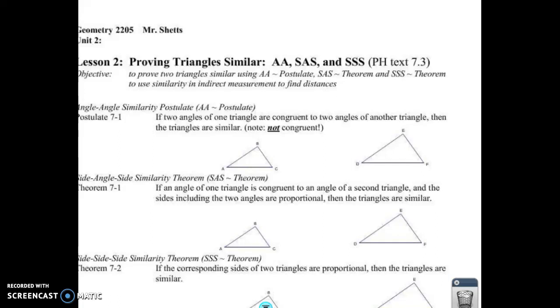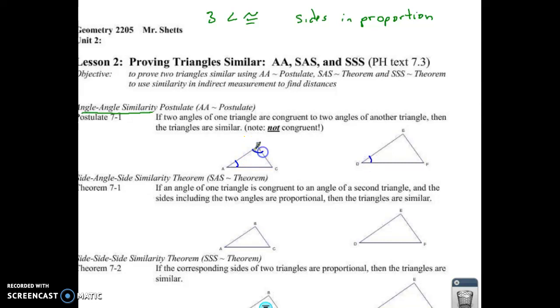Hey folks, so this is Shetz. Before, we had to show that the three angles were congruent, and then all the sides were in proportion. So now we actually have some shortcuts here, and with angle-angle similarity, all we need are two angles congruent.